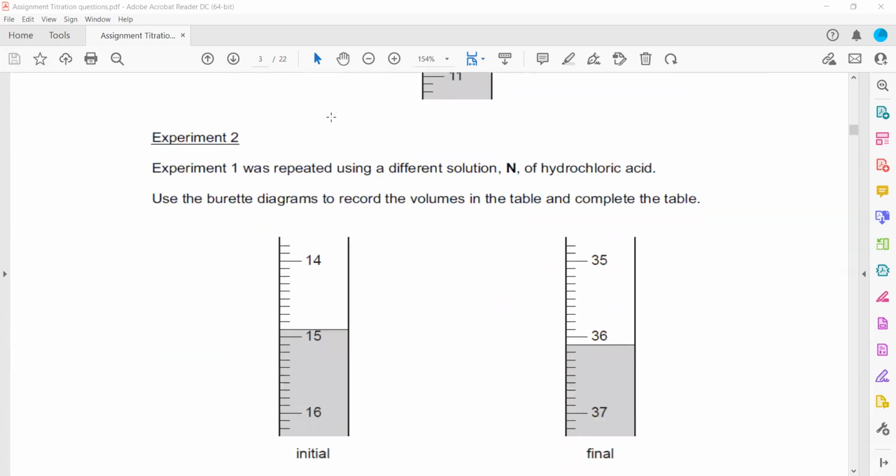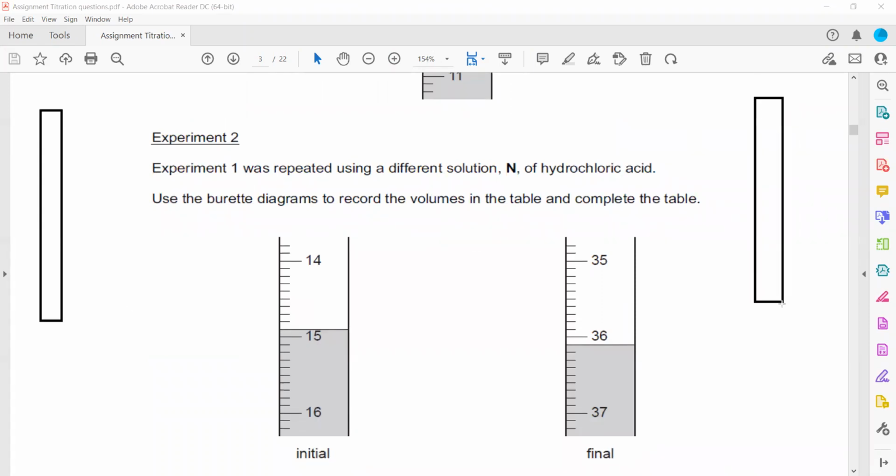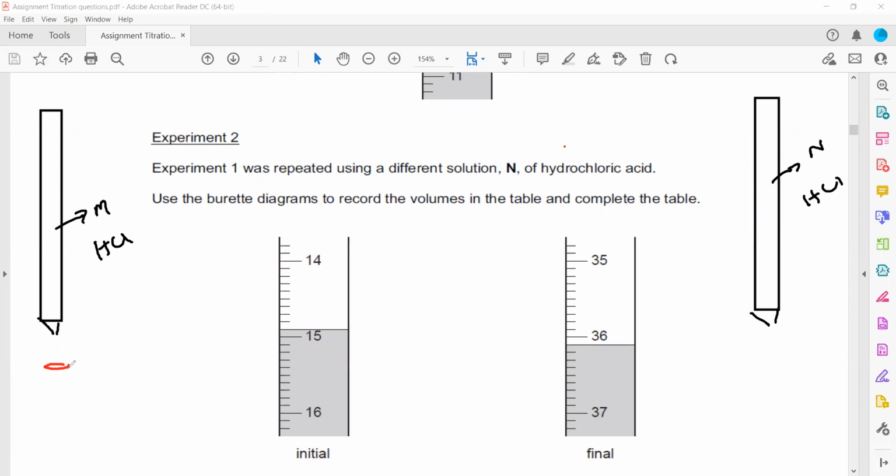Then experiment 1 was repeated using solution N of hydrochloric acid in the burette. So we did this reaction twice. First we had solution M of HCl, and then solution N of HCl. M and N are both HCl, but they have different concentrations. And for the first reaction, phenolphthalein was used as an indicator, with calcium hydroxide in the flask.